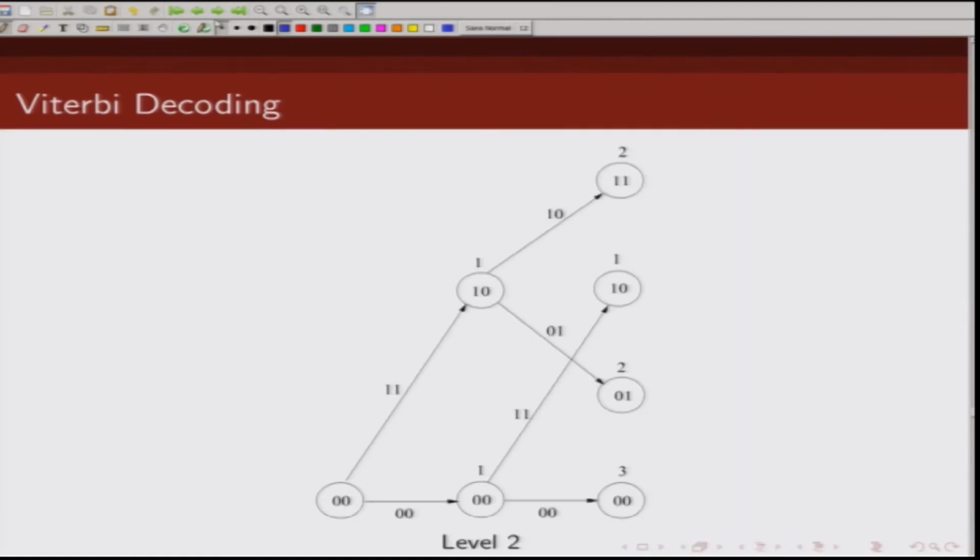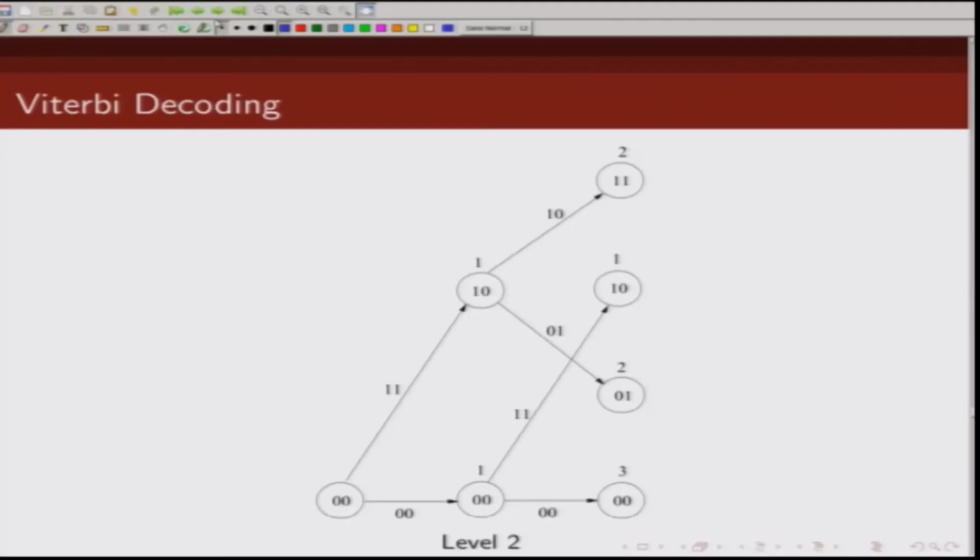So, what is the first step? We will first try to compute the partial path metric up to time t equal to 2. Why time t up to 2? Because the memory order of this convolutional code was 2. So, from all 0 state up to time instance 2, there is a single path from all 0 state to any particular state. So, for example, if you want to reach state 0 1, we can reach it first from the 0 0 state to the 1 0 state, and from 1 0 we will go to the 0 1 state.